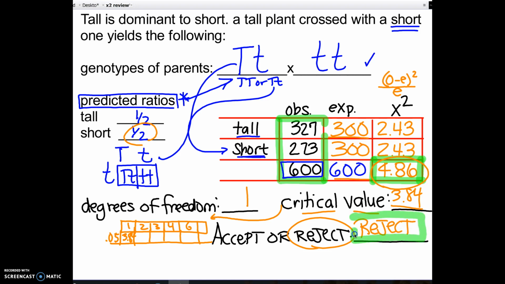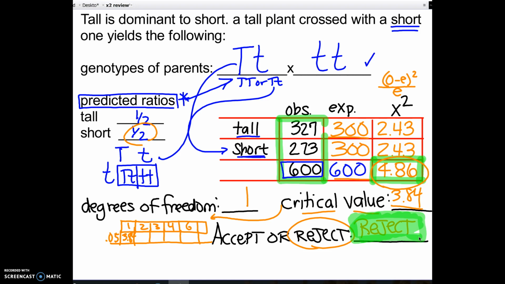Keep in mind that purposely some of these are going to fail the chi-square test. It does not mean you did anything wrong. The whole point of a chi-square test is to see if the offspring match up to the genetics pattern that we think it is.